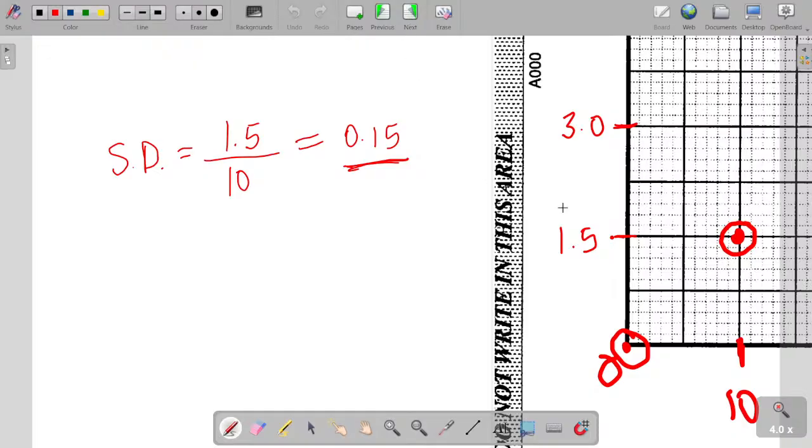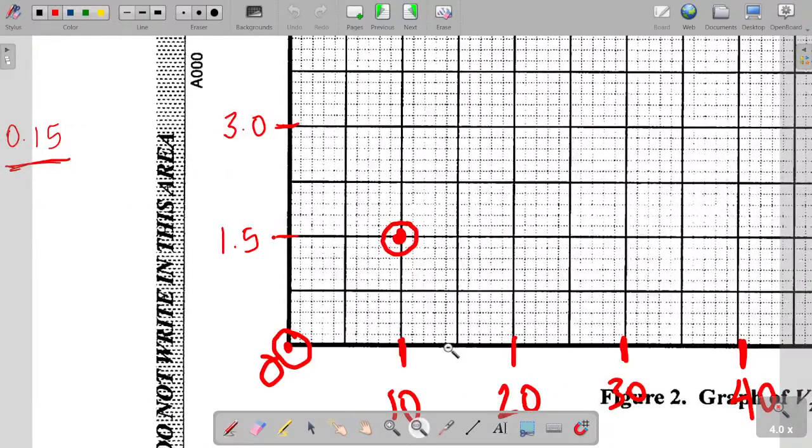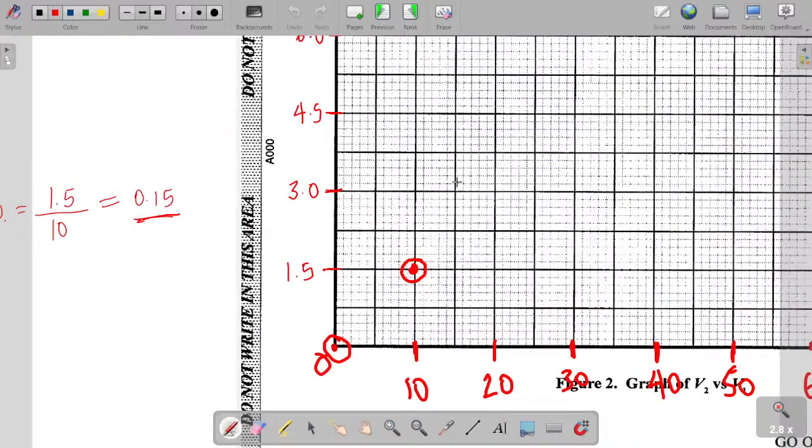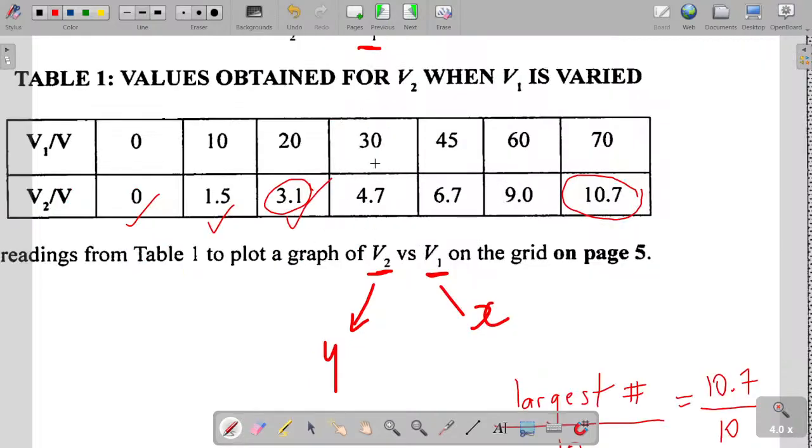So all we have to do is find our 20, and then the next point after 3.0 would be 3.0 plus 0.15, which gives us 3.15. That means the 3.1 will be between 3.0 and 3.15. So we'll put our mark right there, put our circle, and we move on to our next point, which is 30 and 4.7.